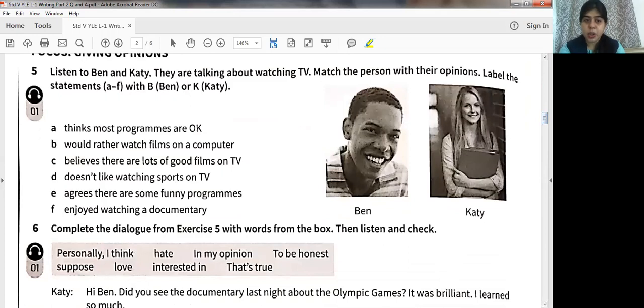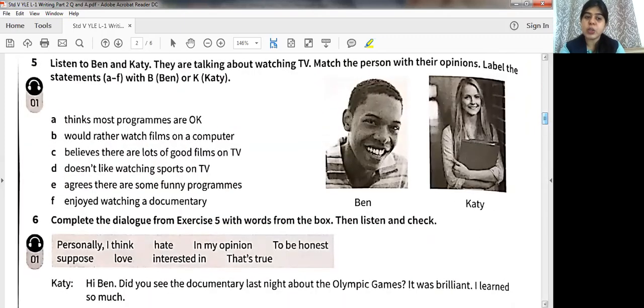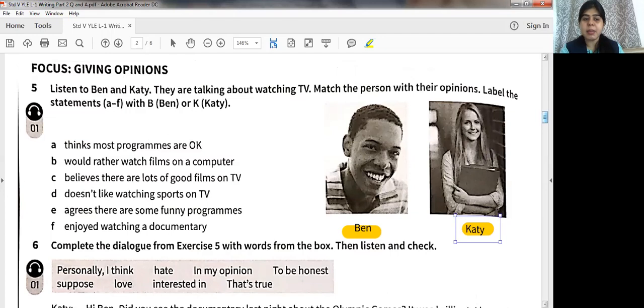Now, this is a listening part. Your listening part for question number 5 and question number 6 is the same. So it is going to be the same audio which will be played twice. Simultaneously, students, you have to pay attention for both the questions. Listen to Ben and Catty. Ben is a boy and Catty is a girl. They are talking about watching television. Match the person with their opinions and label the statements A to F with B for Ben and K for Catty. If Catty is saying something, you will write K in front of that statement. If Ben is saying something, you will write B.